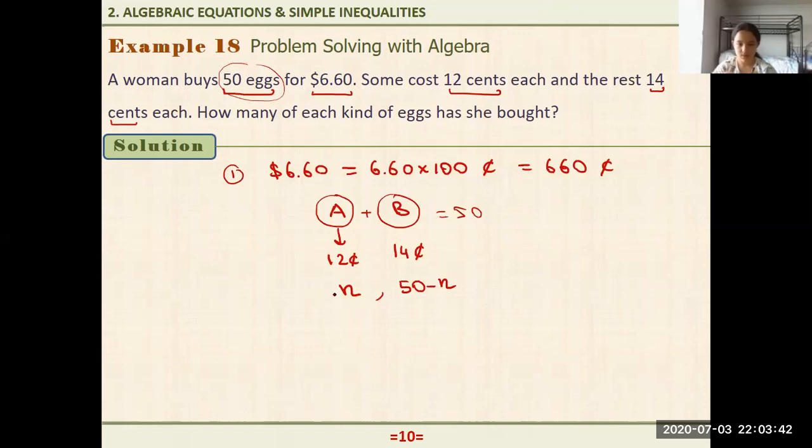So each one of these is 12 cents, and each one of these is 14 cents. It's like we learned how to find the total cost, right? The total cost here is 12 times n, so 12n, plus 14 times 50 minus n. And altogether, how much did she pay? 660, right? So here we have 660.